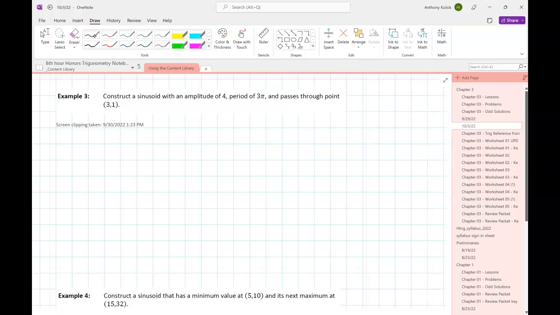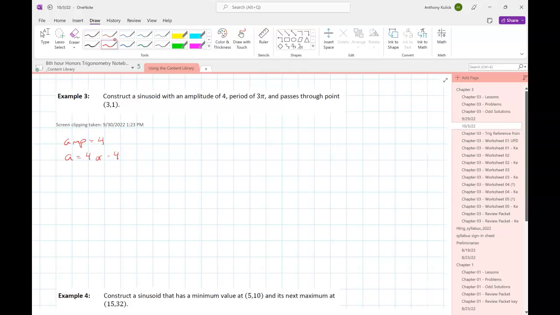All right, so here it's a little bit more difficult because instead of being given the whole graph, we're just given a little bit of information about the graph. So we're told that we have an amplitude of 4. What is that going to tell me? Good. So the amplitude of 4 tells me that A is either 4 or negative 4. Everybody agree with that?